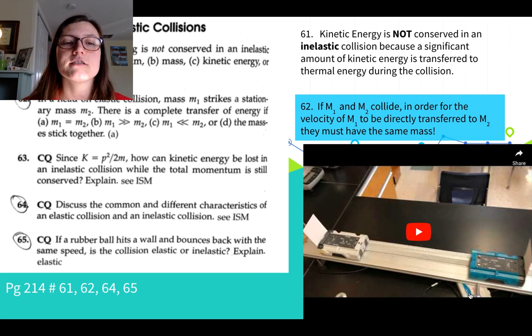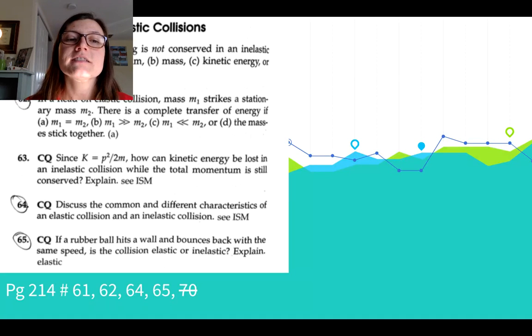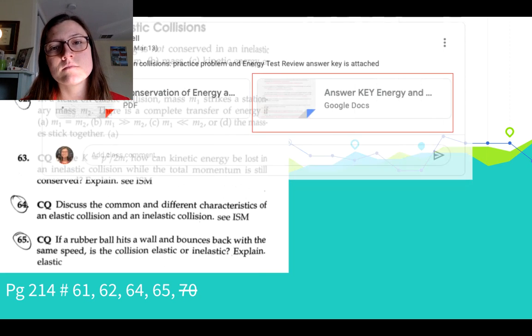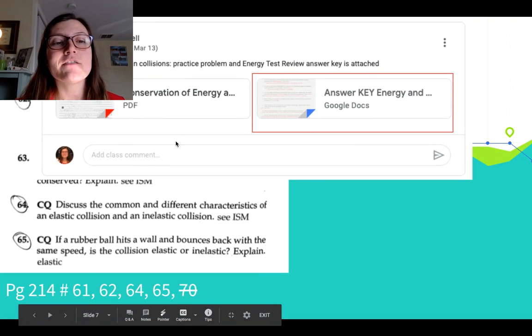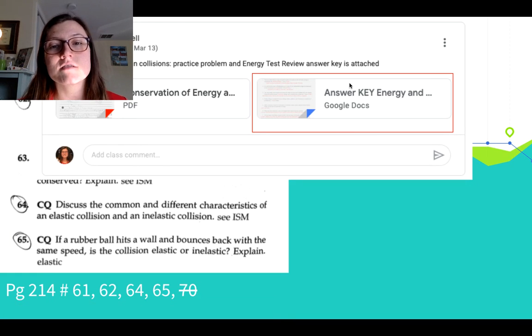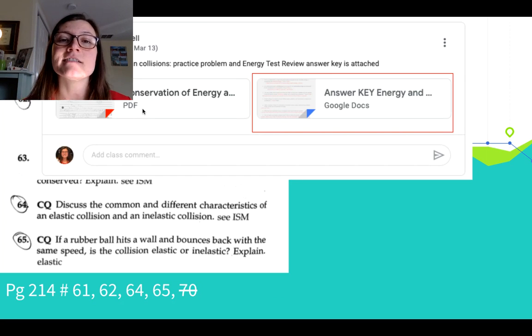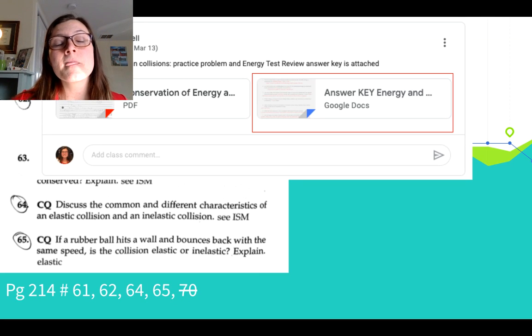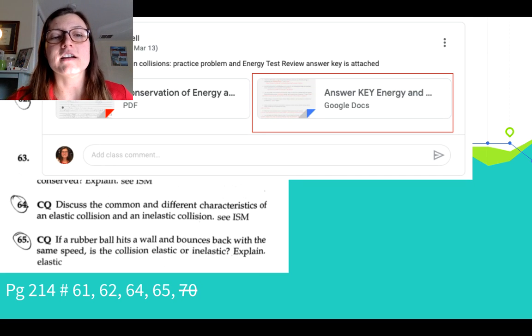Okay, so let's take a look at 64. So 64 says, discuss the common and different characteristics of an elastic and an inelastic collision. So I actually asked you that question on your energy test review. Okay, so if you haven't looked at these yet, they are in Classroom. They were posted on March 12th. The full answers to both the test review and the homework, that yellow worksheet with the 4 problems, called Energy and Momentum Practice. All of that work is in Google Classroom, so please check that out.